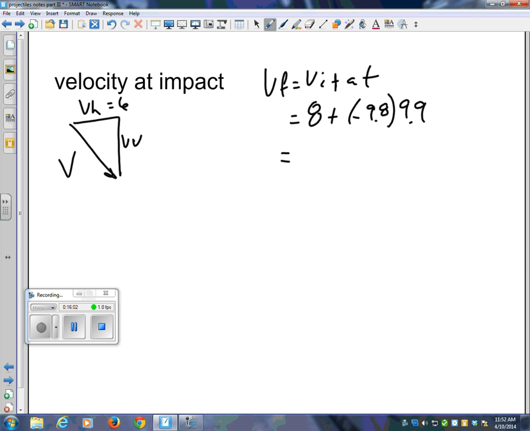What is that, VI plus AT? VI plus AT, yeah. VF equals VI plus AT. That's kinematics equation number 1. Someone with a calculator help me out here. Negative 89.02. Is that right? Sounds about right. That's going to be about 100. So in other words, it's going a whole lot faster down than it is going sideways.